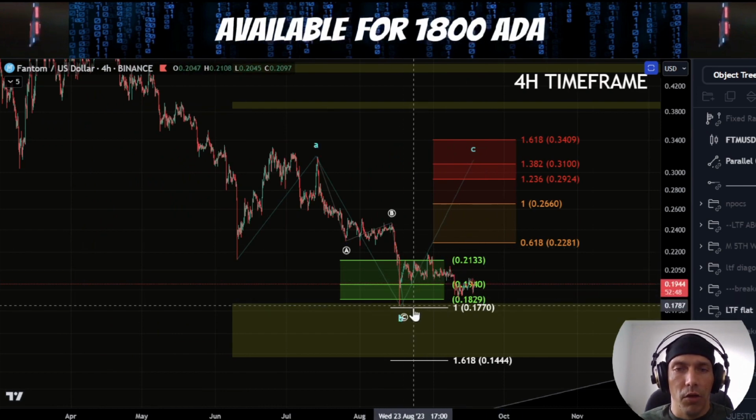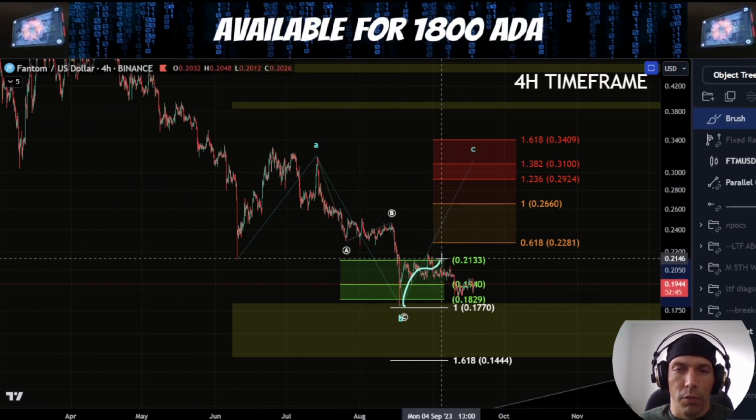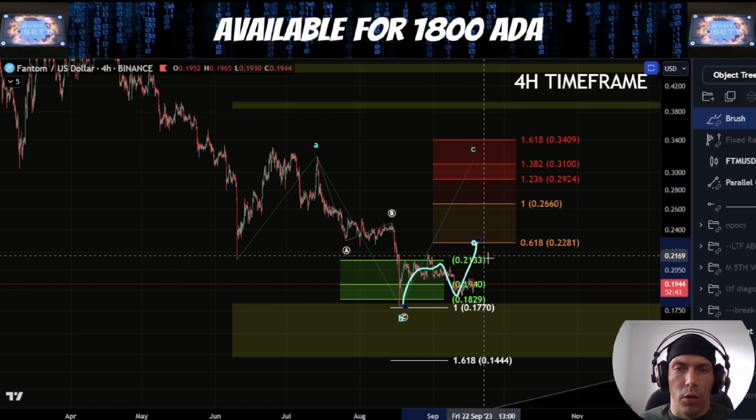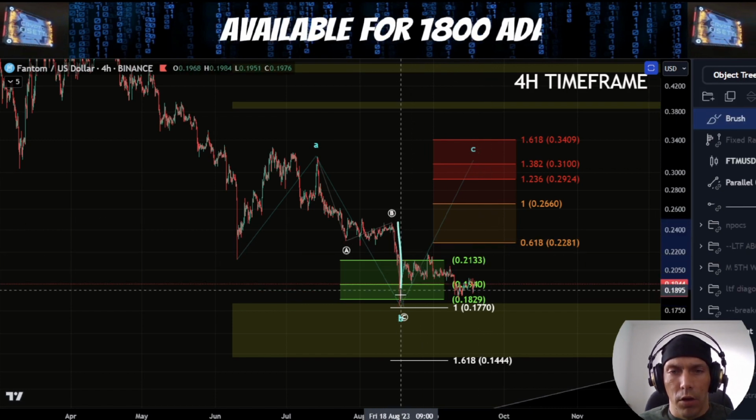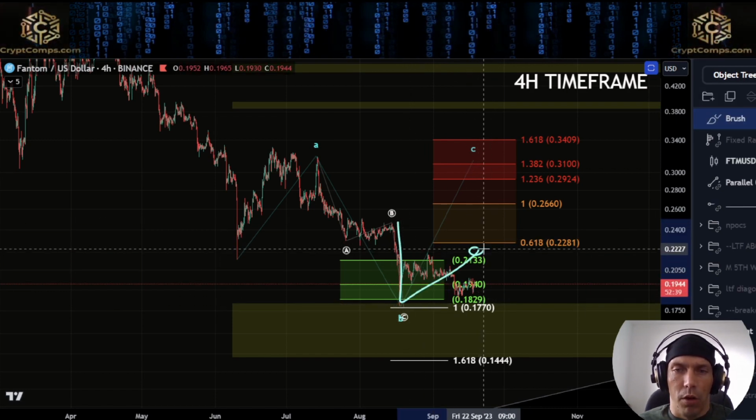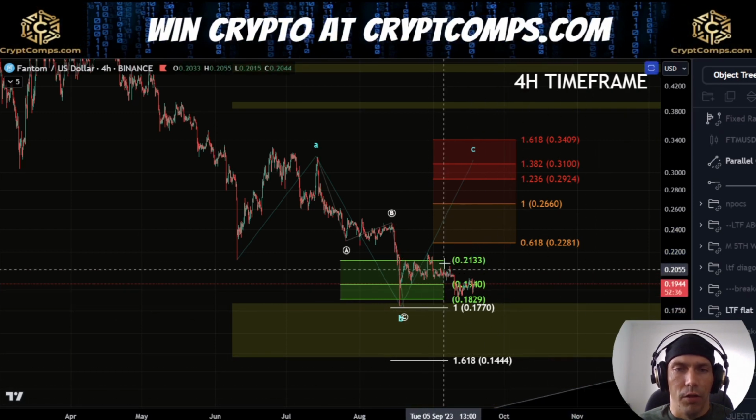But we don't have enough confirmation of this, and this move currently is looking very corrective, so we need to just be on the lookout that there could be something else going on here where this potentially becomes 1-2 and then we start to see that bigger break to the downside.